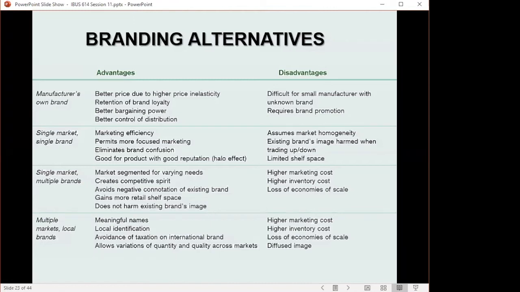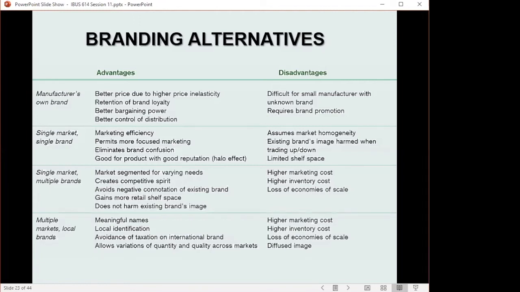Good. Chief Tanner says an example of a single market is the Adidas Stan Smith shoe. That's a good example as well, right? So if Adidas introduces any other type of shoe, people will love it because they have the good reputation of Adidas in mind. However, with the single market, single brand technique come some disadvantages, including the existing brand image being harmed when there's a trading up or down. The moment something goes wrong that affects the name, it influences every subsequent product that is introduced in the line.